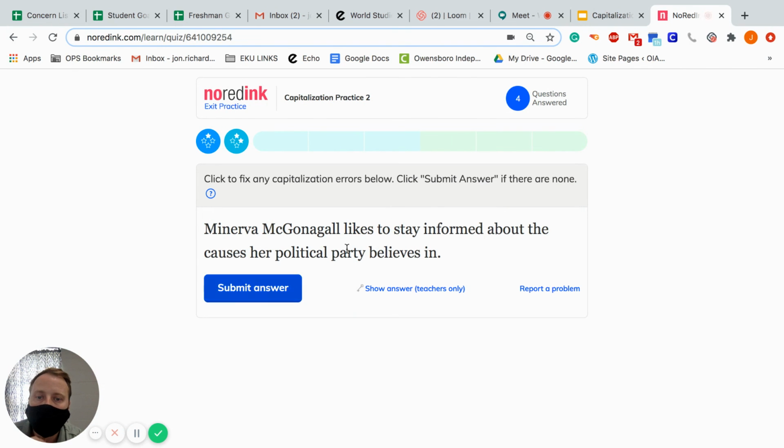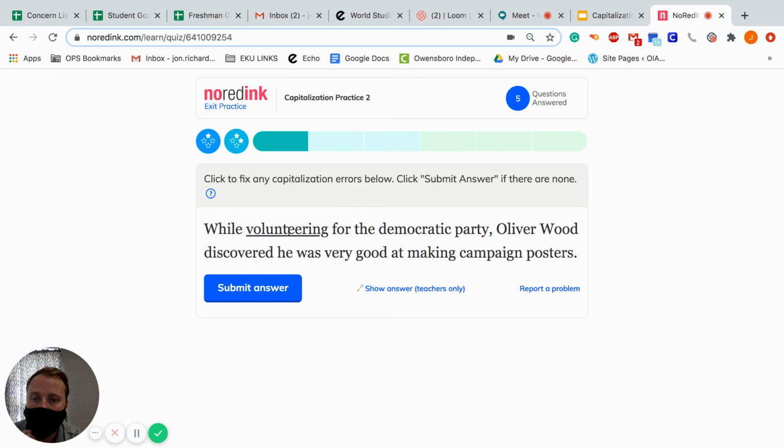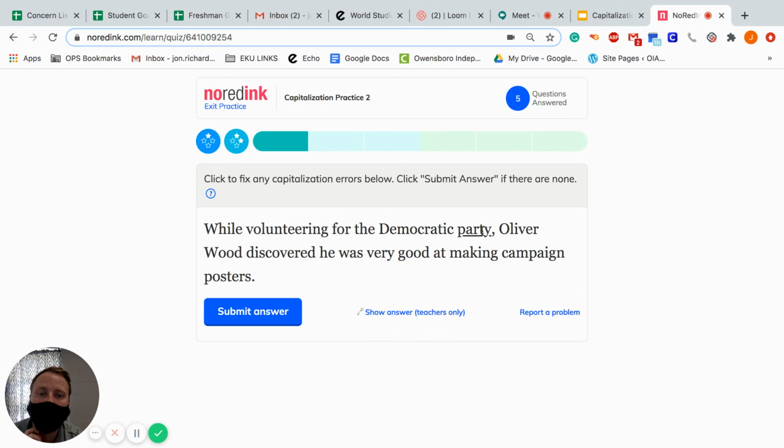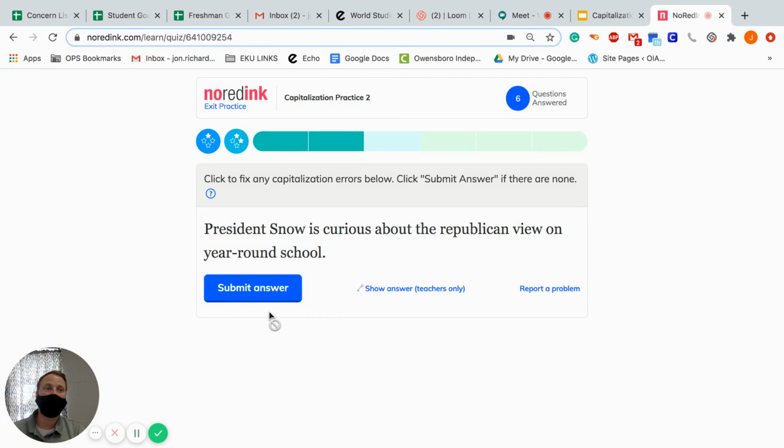Minerva McGonagall likes to stay informed about the causes of her political party. That's not a specific name. Now, if it said of the Republican Party, we would capitalize, but it's not a specific name. While volunteering for the Democratic Party, that is the name of the party, so we do capitalize Democratic Party. Liberal is not capitalized because that is not the name of a specific party. President Snow was curious about the Republican view. Republican is the name of a party, so we capitalize Republican.